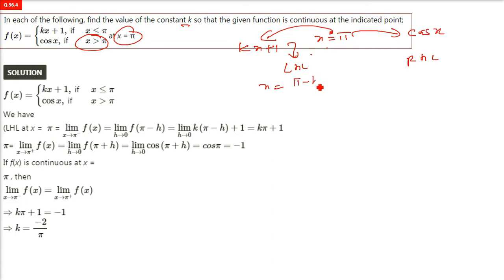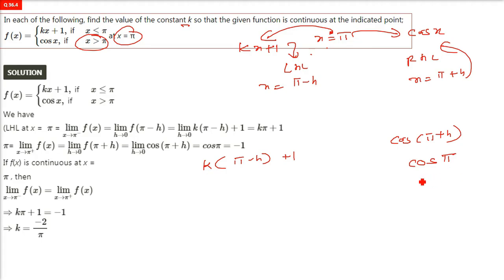So x is pi minus h you are going to use on the left hand side. x is pi plus h you are going to use in the right hand side. So k in place of x I am writing pi minus h plus 1. On right we are going to use pi plus h, so cos of pi plus h. Now cos 180 plus theta, if you use h equals 0, it is going to be cos pi. Cos 180 is minus 1. Or you can say cos of pi plus h is minus cos h, and cos 0 is 1. So eventually it is going to come as negative 1. This is the right hand side. Cos pi is minus 1.